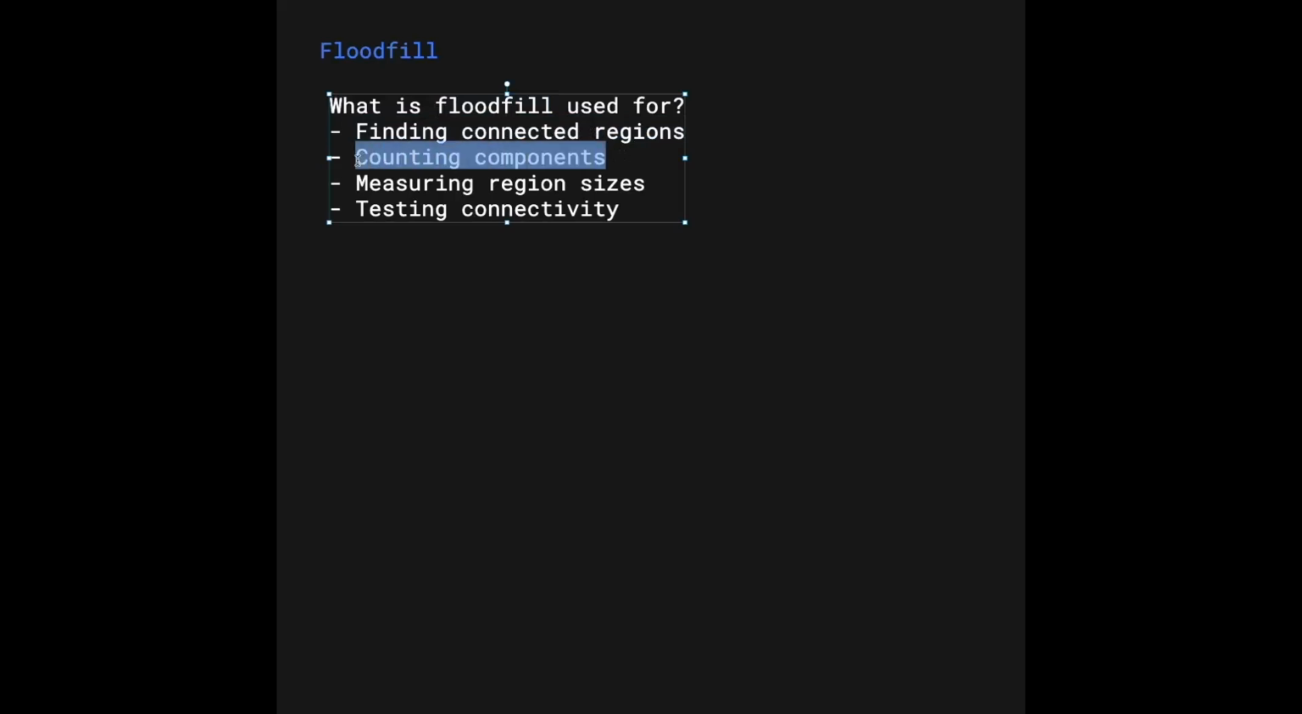You can count components by finding connected regions and then counting how many individual regions there are. So you might have a region here, and then you might have regions here. So you know that these two are empty. If you flood fill on this, you'll get all of these, but you won't get this, so you'll have this separated.